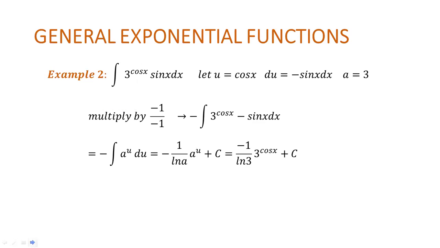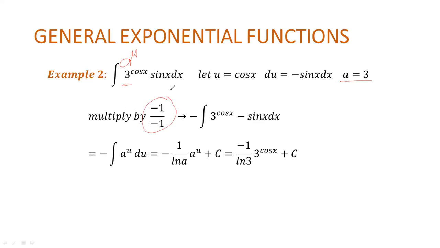Then we go to the second. 3 raised to cosine of x, sine of x dx. Automatic, you could see that I have a constant base here. So this should be my a raised to u. And if my u is cosine of x, the derivative is negative sine of x dx. In that case, the a is 3. So that's your base. In that case, you need the negative sign for the derivative here.